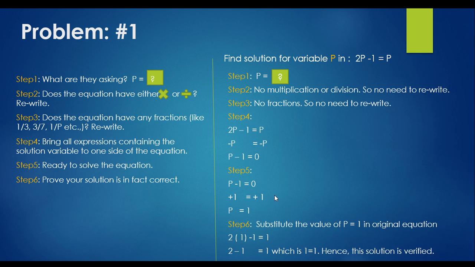The results will still remain the same. But this is a way to remove the unwanted values from any equation. I hope this is clear. And so now p equals 1.